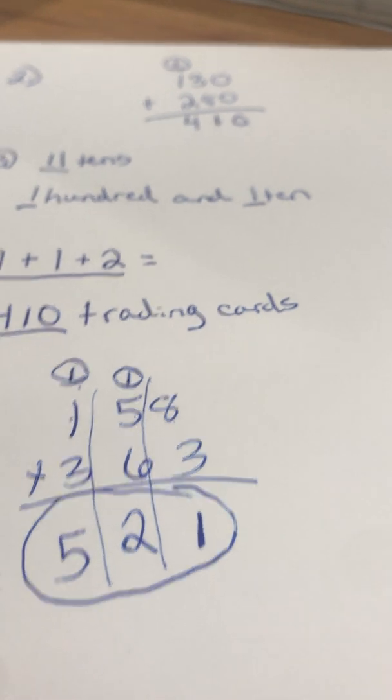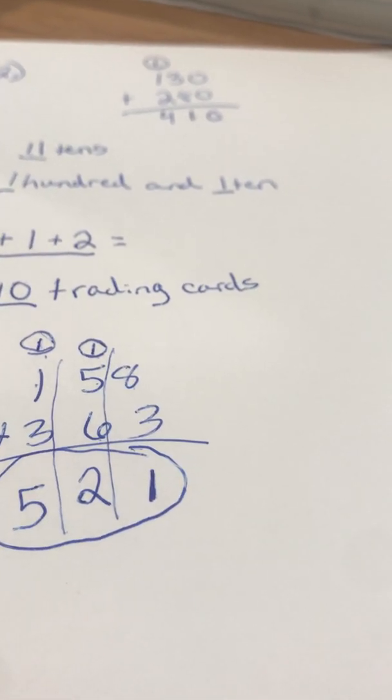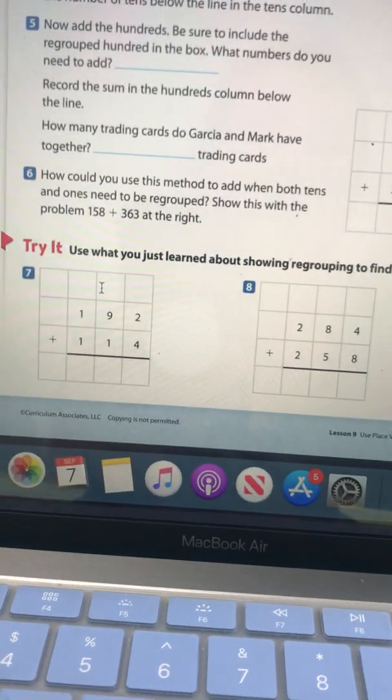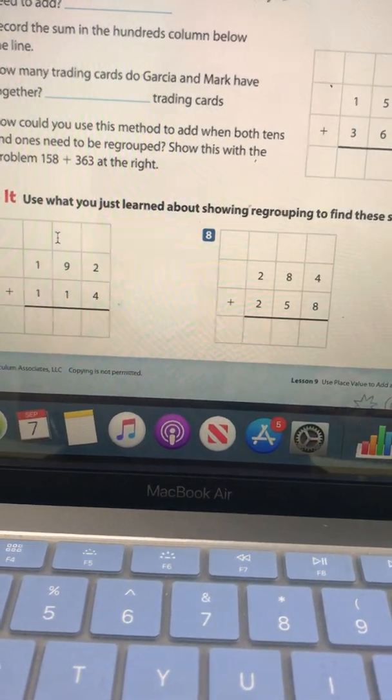Okay, that's number 6. Now you have a try it at the bottom for 7 and 8. I'm not going to work those out. I want you to do 7 and 8 on your own in your book. And if you have questions on how to regroup, just make sure you ask in our Google Meets.